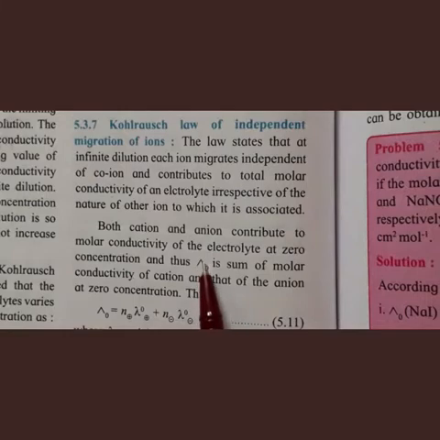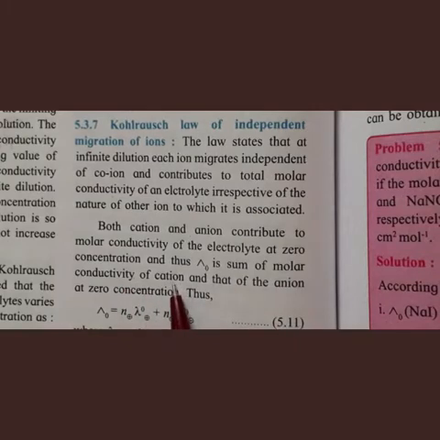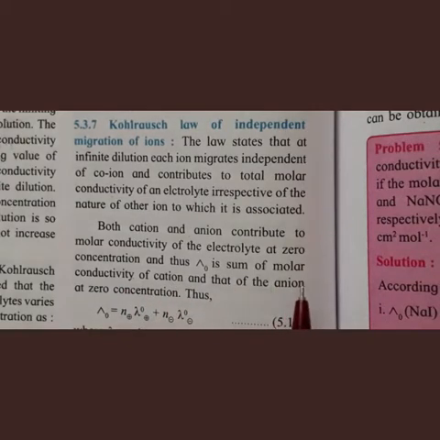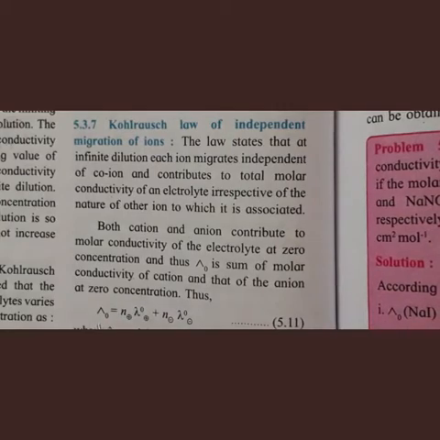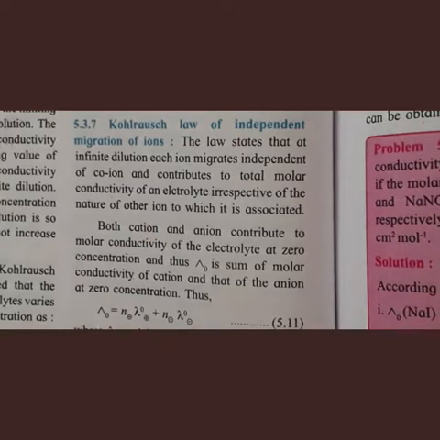You know this symbol is of molar conductivity, right? And when a 0 is written, that means molar conductivity at zero concentration. It is the sum of molar conductivity of cation and molar conductivity of anion. See the formula: molar conductivity at zero concentration is equal to n plus lambda 0 plus, plus n minus lambda 0 minus. What does it mean?